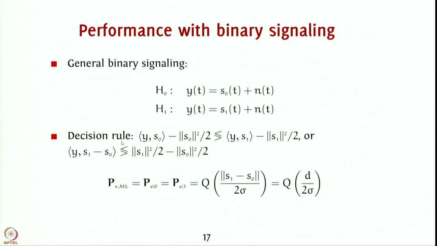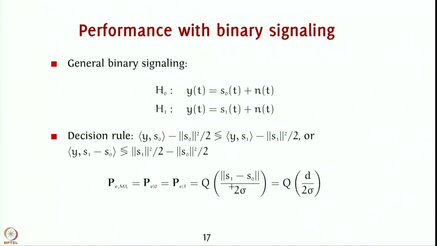So inner product y comma s0 minus norm s0 square by 2, is it greater than or less than inner product y comma s1 minus norm s1 square by 2? If you now simplify it by taking the s0 and s1 to each other sides, you will get angle bracket y comma s1 minus s0. You just have to check whether it is more or less than norm s1 square by 2 minus norm s0 square by 2. This is going to be your decision region.